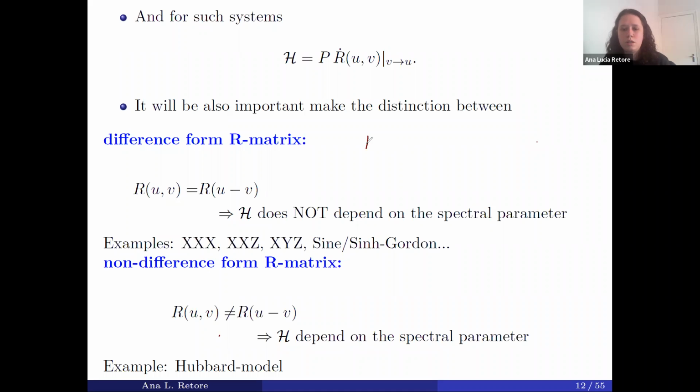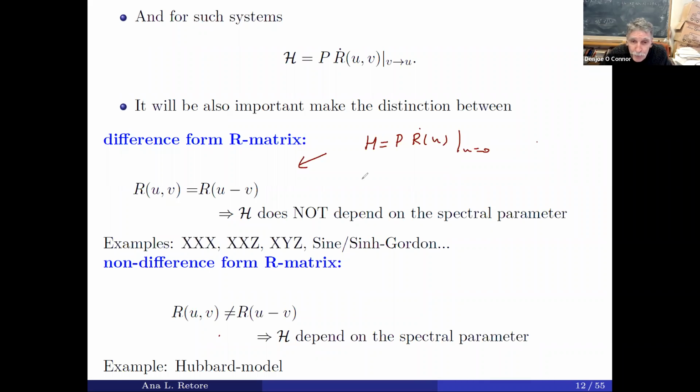Yeah, so if it satisfies these, it's simpler. It reduces from that, but it's simpler. It's just P. There is only one U basically, because U minus V you can redefine as U, and then you send U to 0 at the end. So this is what happens in this case. Yes, I think the confusion was in the second case, the non-difference one.